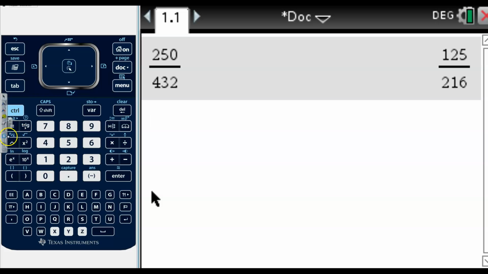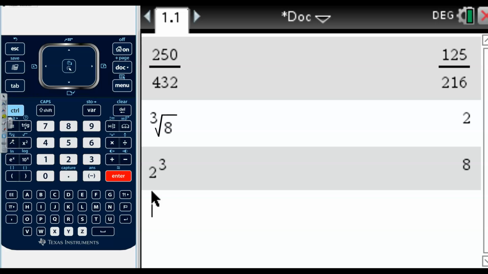Do you see that the nth root of x button? If I hit Control and nth root of x, it will take the cube root of a number. So for example, if I want the cube root of 8, that's 2, because 2 to the third is 8. So it undoes a cube.